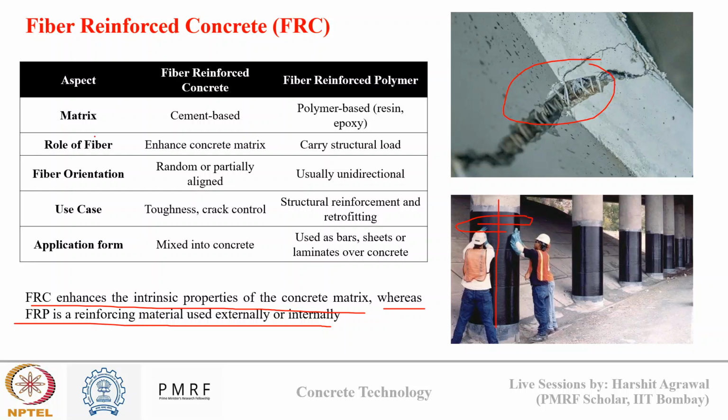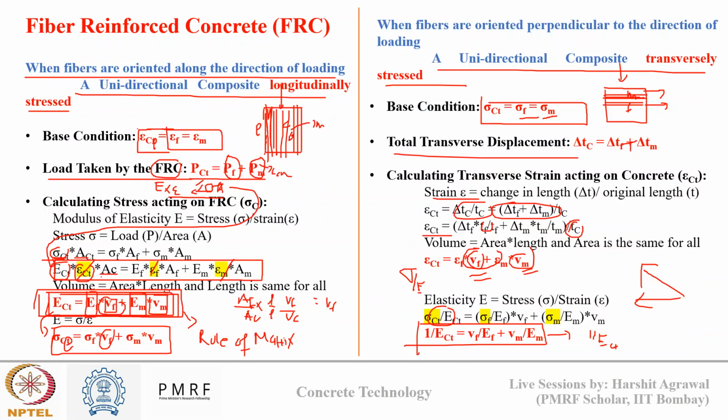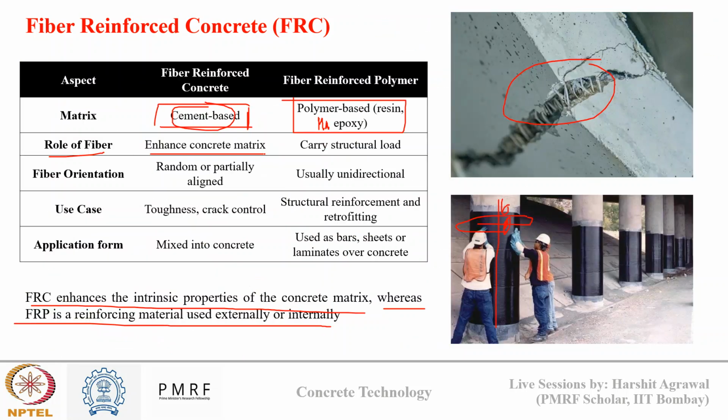If we check in terms of the different properties, you can see FRC affects the cement. It is a cement based system, fiber reinforced concrete, while FRP is a polymer based system. So this material sticks to the concrete using a polymer, whereas in FRC we have the cement paste acting as the matrix. Here polymer is acting as the matrix. And what is the role of fiber? It is enhancing the concrete matrix. So you can see here, it has enhanced the modulus of elasticity of concrete, while in FRP, the concrete is not enhanced, but the ultimate load bearing capacity of concrete has been enhanced.